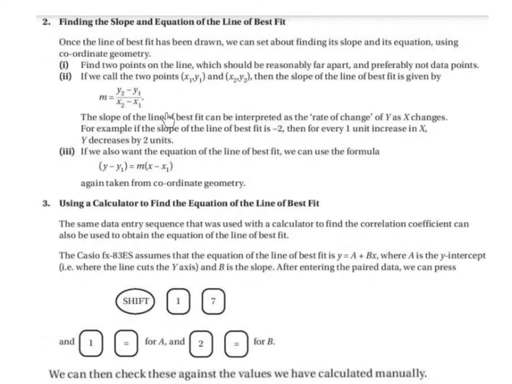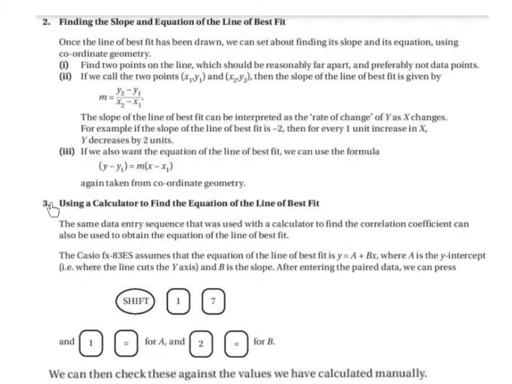The slope of the line of best fit can be interpreted as the rate of change of y as x changes. For example, if the slope of the line of best fit is minus 2, then for every 1 unit increase in x, y decreases by 2 units. Part 3. If we also want the equation of the line of best fit, we can use the formula y minus y1 equals m times (x minus x1), again taken from coordinate geometry. These formulas are in your formula book.